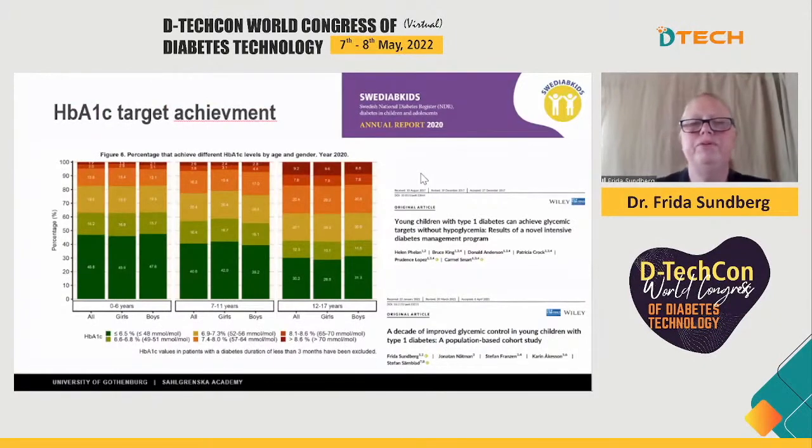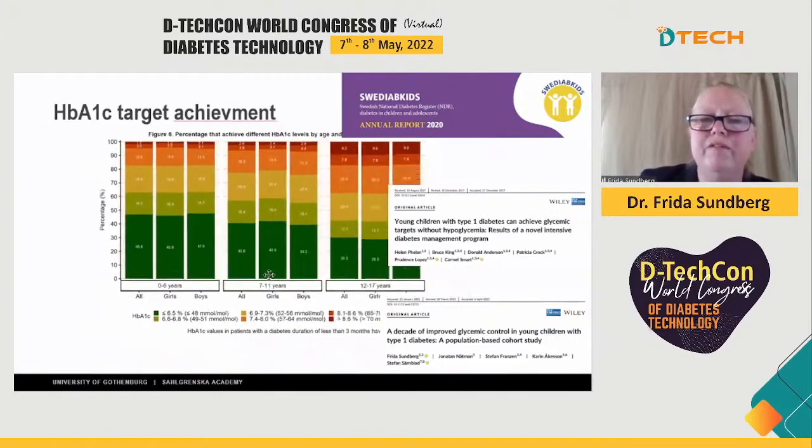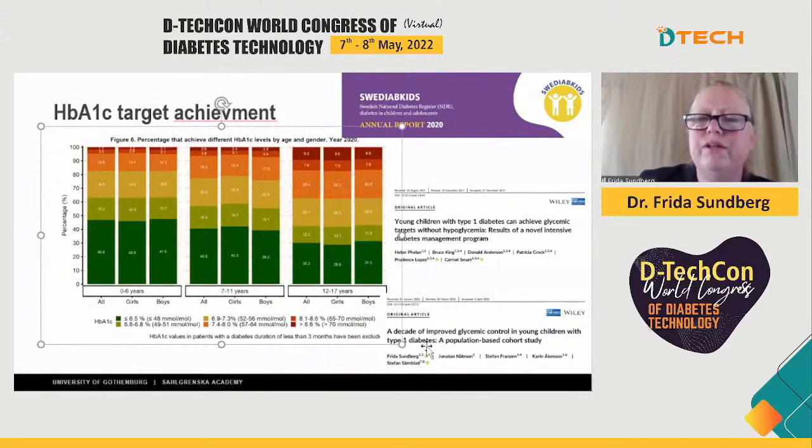And I think what is important to know is that we have a high achievement of HbA1c targets. We collect data nationally, and we see that more than 60% of our preschoolers, infants and toddlers with type 1 diabetes, all over the national population, have an HbA1c below 7%. And we have published this, and we can also acknowledge that this is possible in other countries, as an Australian group has published this.